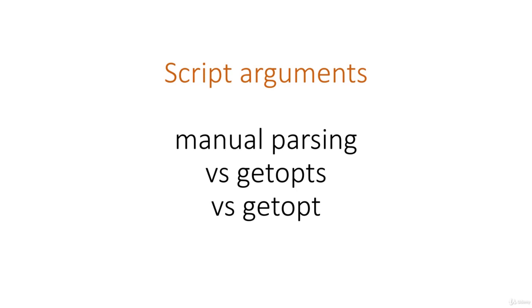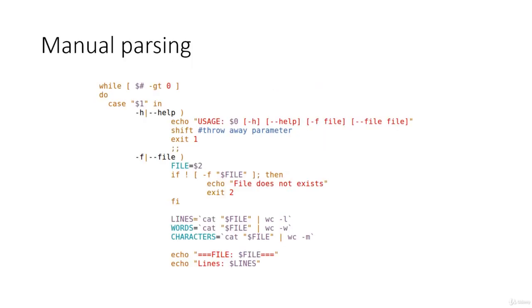So in the last lecture we were taking care of positional parameters without any tool, but we can use some tool to help us with argument parsing. We can use a tool called Getopts, which is really simple but also has some disadvantages, or we can use a tool called Getopt, which is more complex but more powerful. Okay, so in the last lecture we took care of everything, as you can see right now on the picture.